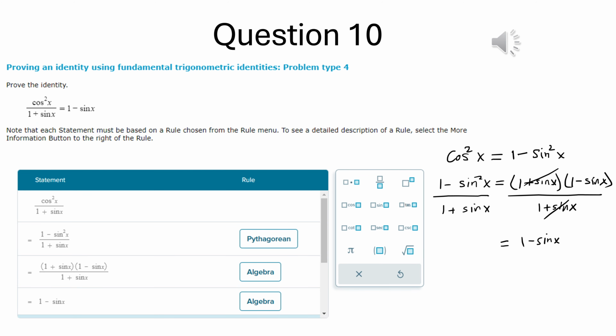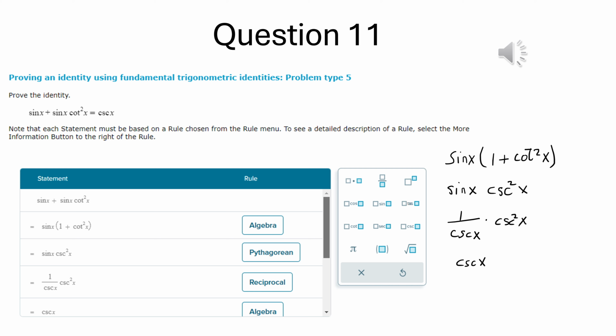Okay, in question 10, you take the left hand side one more time. You notice that cosine square x is equal to 1 minus sine square x, and you replace it, so we're using the Pythagorean identity first. Now, you factorize 1 minus sine square like 1 plus sine times 1 minus sine. This is just algebra. Finally, another algebra step: we use simplification, 1 plus sine x at the top and the bottom. We stay with 1 minus sine x, which is exactly the same as the right hand side.